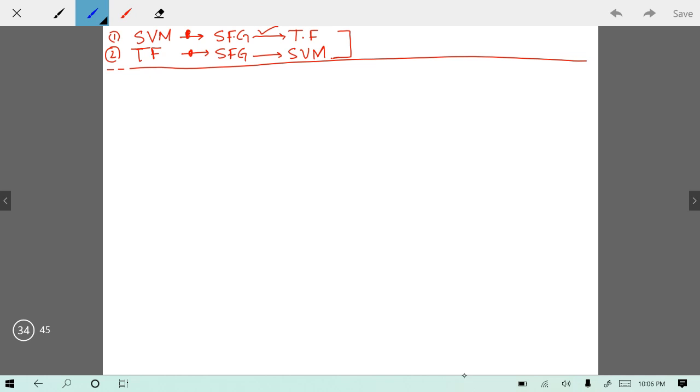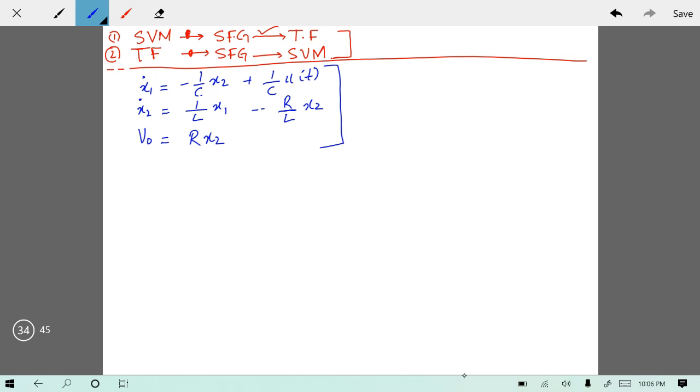So how can we move from state variable model to signal flow graph and from transfer function to signal flow graph? Okay, let's write a state equation for any system, or it would be great if I write the state equation for the RLC circuit that we have just discussed. In that system, x1 dot was equal to minus 1 over C x2 plus 1 over C u of t, and your x2 dot was 1 over L x1 minus R over L x2, and your output was R x2. This was the state variable model.